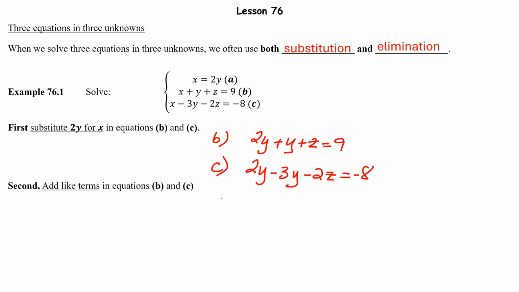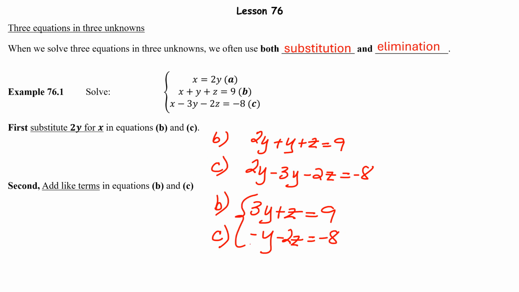Okay, so I'm going to rewrite B as 3y plus z equals 9. And equation C, I'm going to rewrite as negative y minus 2z equals negative 8. All right, so now I have these 2 equations in 2 unknowns, and solving this will be just like we have always done when we've solved a system of linear equations. 2 equations, 2 unknowns, we can solve it however we want to.